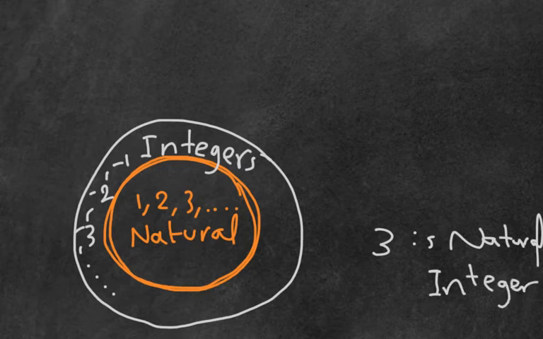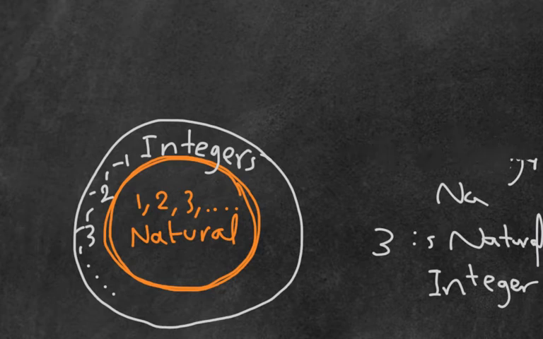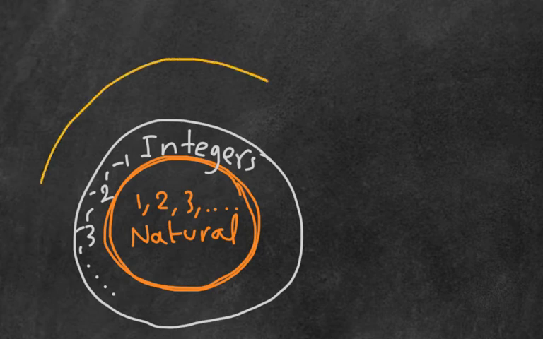Can we say -2 is an integer and it's natural? No, there is no negative in the set of natural numbers. Just natural is a subset of integers. Now, the integers are a subset of rational numbers.